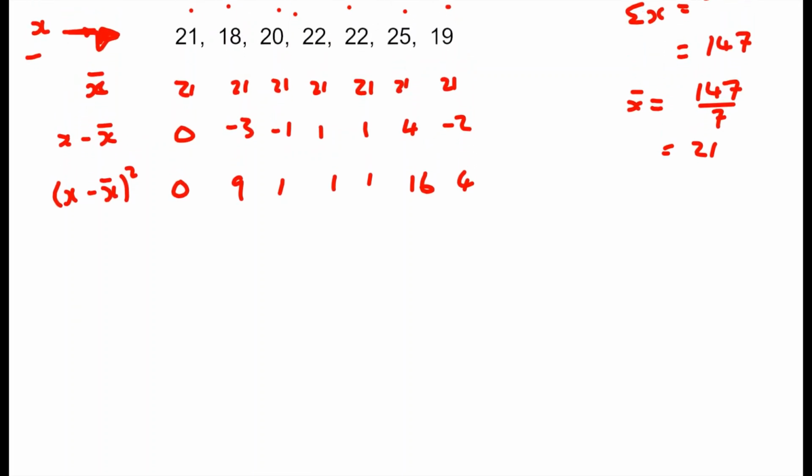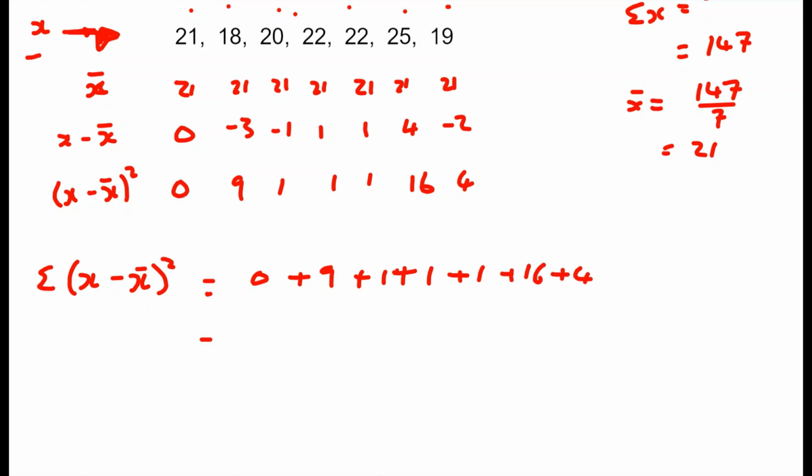Now I've got all those bits there, I can now do my sum of x minus x bar squared, which is just going to be all these values added up. So if I add up all those values, I get 32.